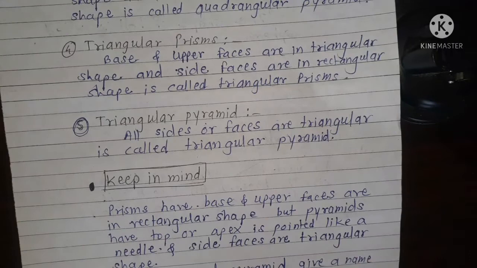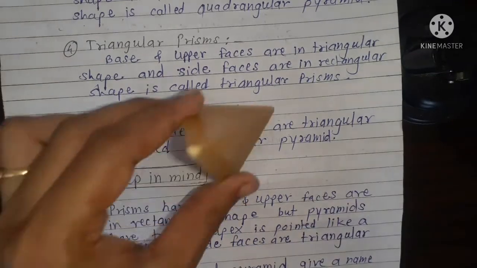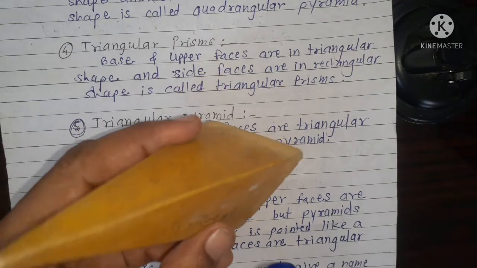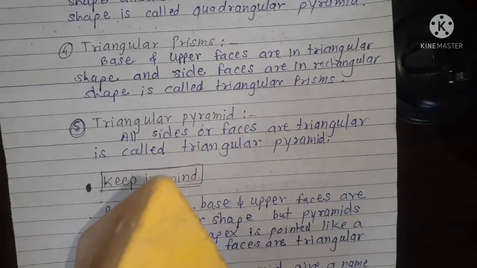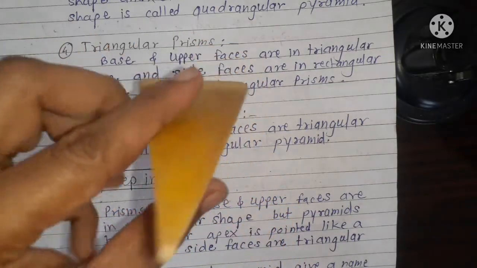5. Triangular pyramid. When all sides or faces are triangular, it is called a triangular pyramid. This is a triangular pyramid. All faces 1, 2, 3 and the base side are all triangular shaped. So it is called a triangular pyramid.